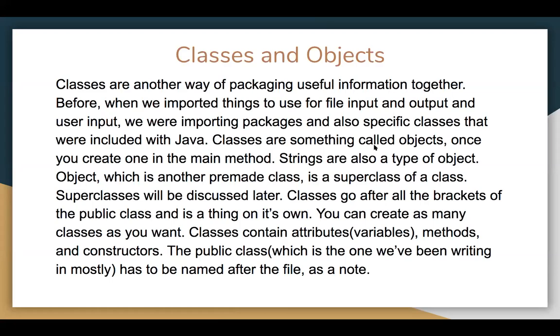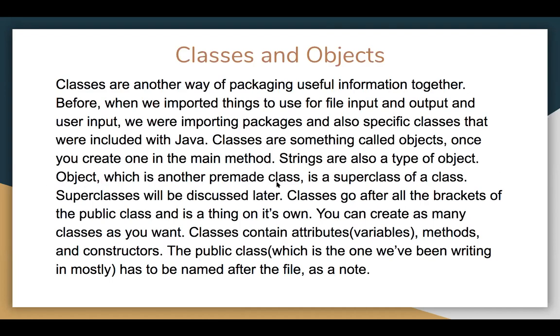Okay, and then classes are something called objects once you create one in the main method, and I'll go over how you create that in a few seconds. So strings are also a type of object, and that's why when we went over primitive data types in Java 1, I believe, strings weren't included in the primitive data types, because strings are a type of object. And Object, just be careful that in this case, the O is capitalized, even when it's not at the beginning of a sentence.